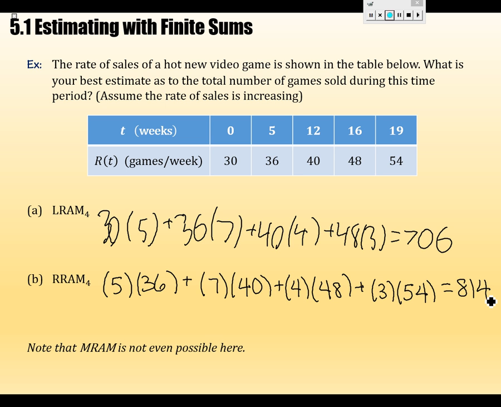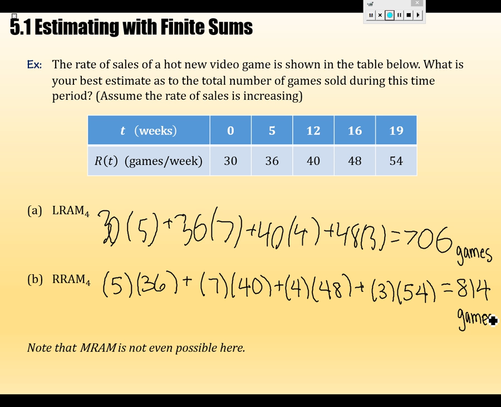Good. What are the units on those? Neither of our people gave us units. What are the units, though? Games, right? Thanks for adding that to Josh's one too.